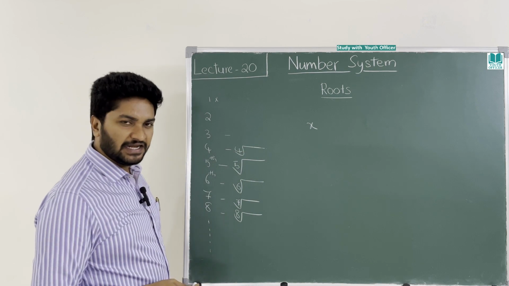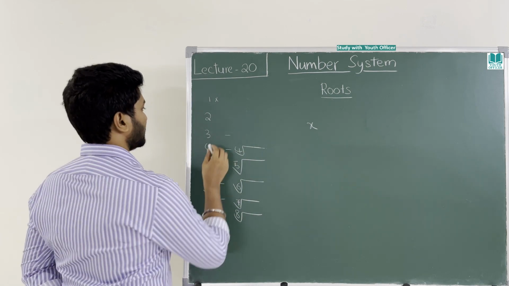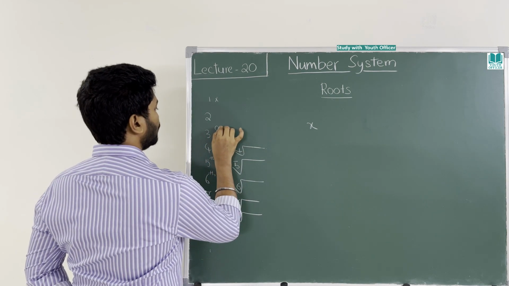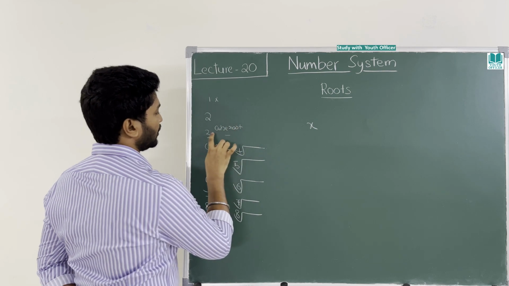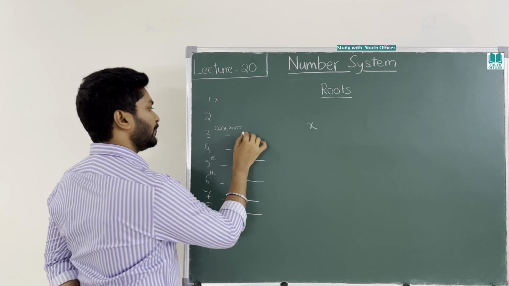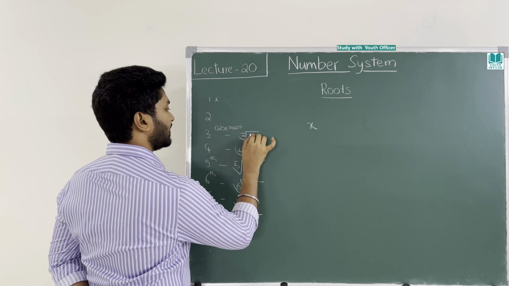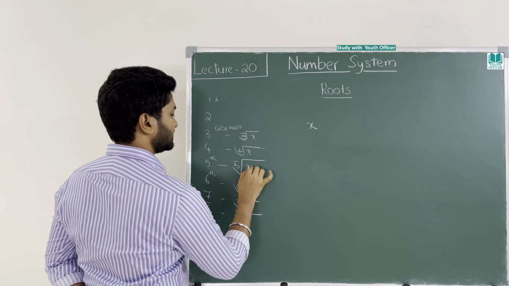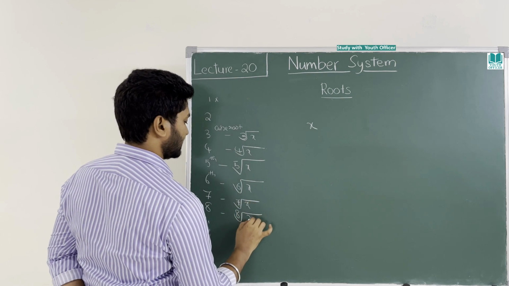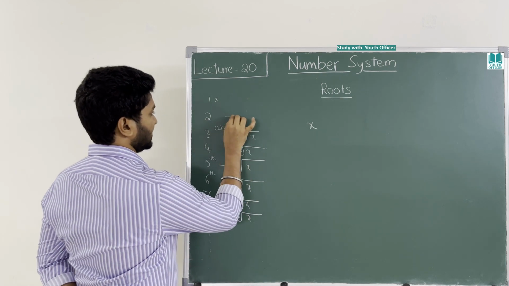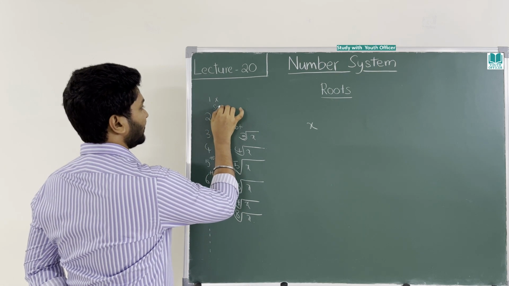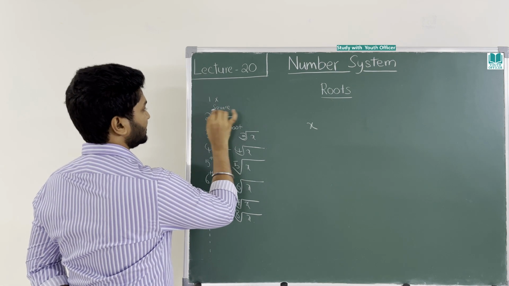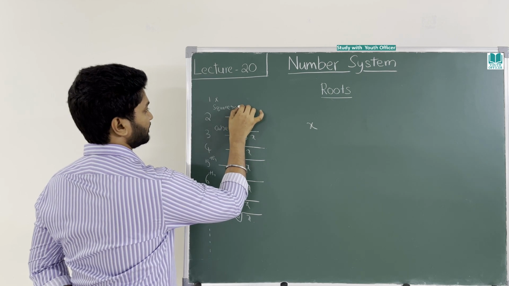3rd root. Is there any 3rd root? No. This is called cube root. As this power is called cube, this is called cube root. Cube root of some number x. Do you call it a second root? No, because the power is called square. This is called square root.